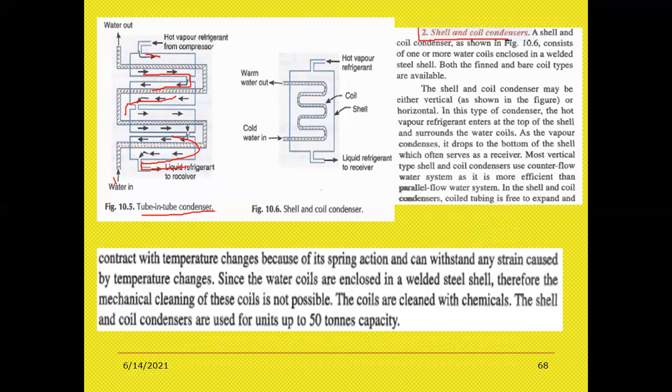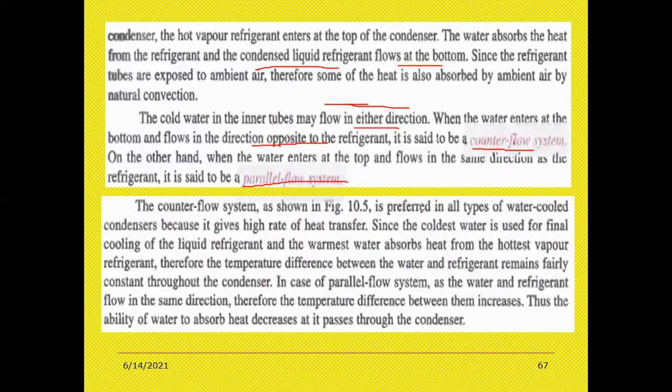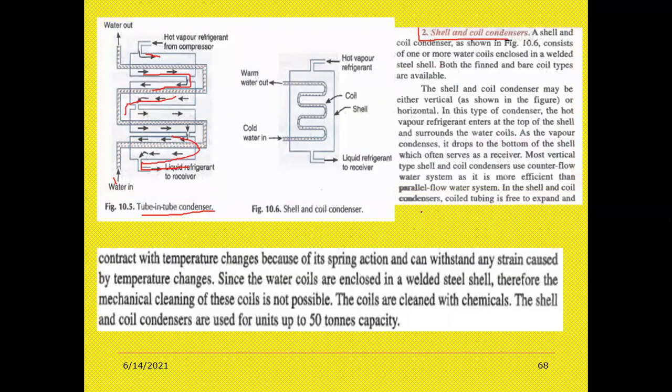Now, the counterflow system as shown in figure 10.5 is preferred for all types of water cooled condensers because of the high rate of heat transfer. Since the coldest water is used for final cooling of the liquid refrigerant and the warmest water absorbs the heat from the hottest vapor refrigerant, the temperature difference between the water and the refrigerant remains fairly constant throughout the condenser. In the parallel flow system, as the water and the refrigerant flow in the same direction, the temperature difference between them increases. So the ability of water to absorb the heat decreases as it passes through the condenser.